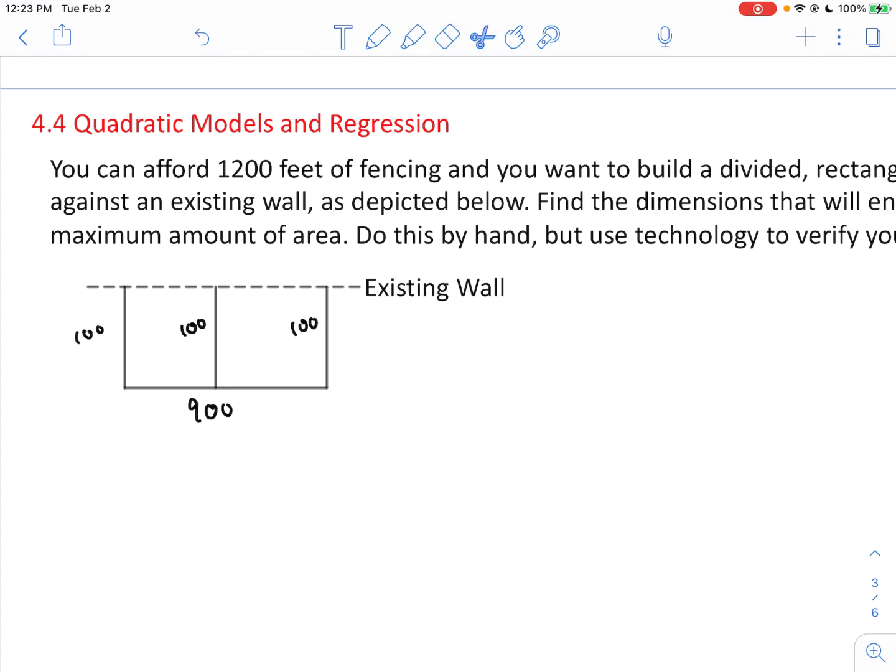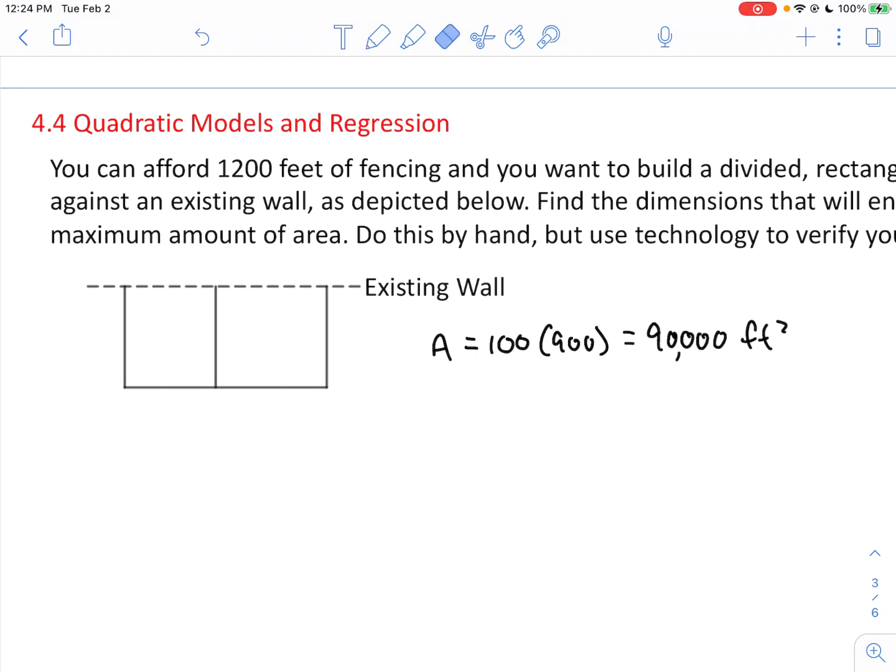But the total area of this rectangle right here, and notice it doesn't really matter where the inner divider is. In other words, you can make a smaller section here and a larger section here simply by moving where this middle piece is, and you would still use up 1,200 feet of fencing, and the total area would still be the same. You would get that total area by doing length times width, and that gives me 90,000 square feet. Well, this is just one way of doing it. The question is, how should I use up my 1,200 feet so that our area is maximum?